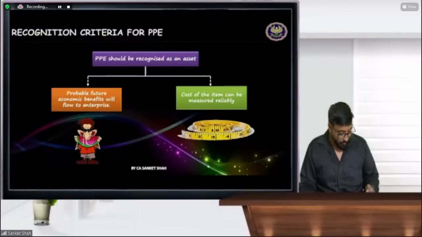Yes, if you have any query. Okay. Probable means more than 50% chances. Very good. Chalo.